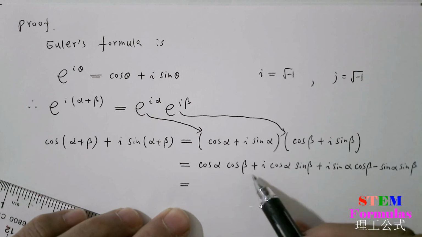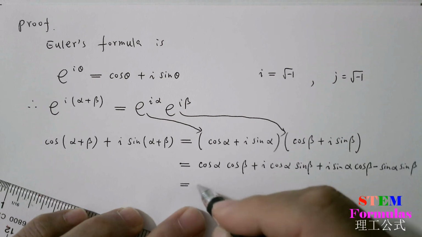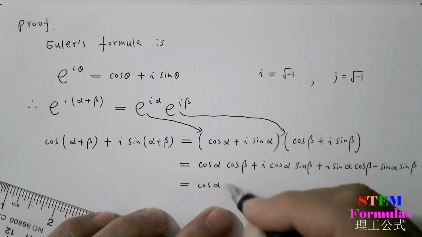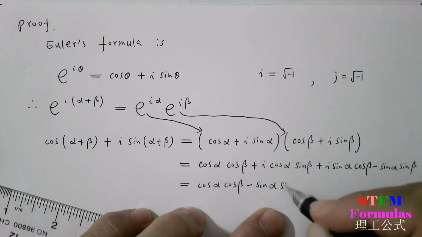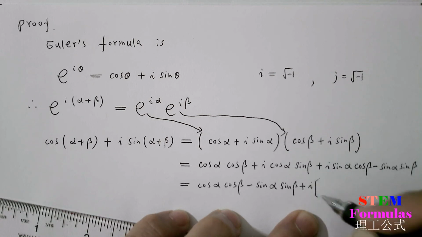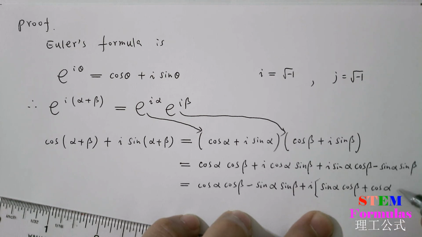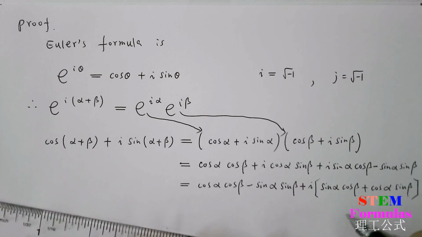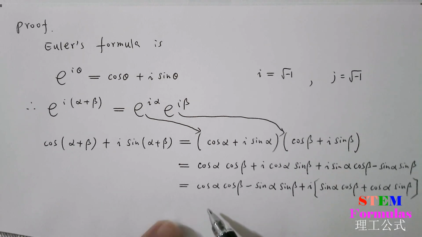I combine the real part together and the imaginary part together. So this part is a real part and this part is also a real part. So I write down cosine alpha cosine beta minus sine alpha sine beta, plus I times (sine alpha cosine beta plus cosine alpha sine beta). So here I have a real part and an imaginary part.